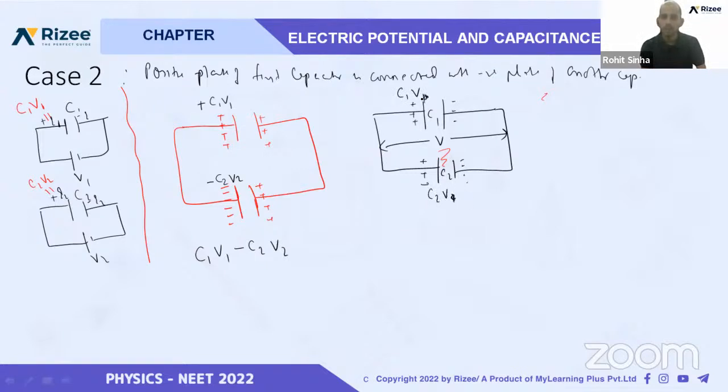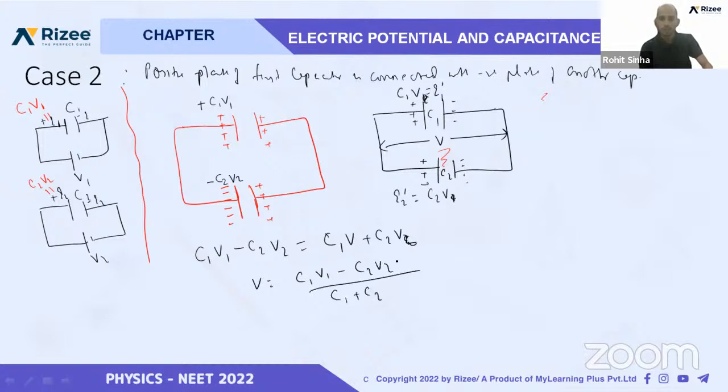It will be only V, because we have Q1 dash and Q2 dash. After this arrangement, the final charge will be C1V plus C2V. Then V will be (C1V1 minus C2V2) by (C1 plus C2). Compare this. You have to remember the steps, or you can remember the formula also, but the steps are most important.